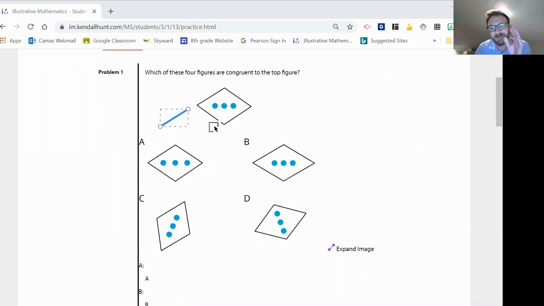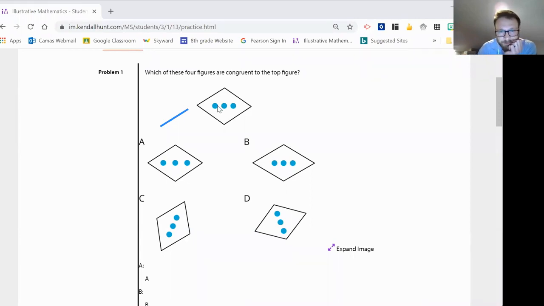But here's the thing, right? With congruence, everything has to be the same, right? So check this out. Oh, actually, that's not the tool I want. Let's go maybe here. Oh, that's a pencil. What's the tool I want? Maybe it's this one. Nope. Who knows? We'll go here.